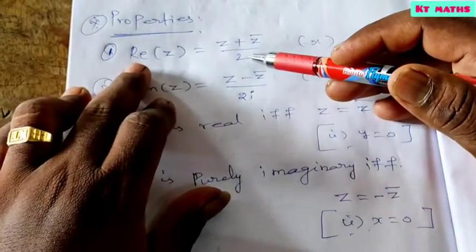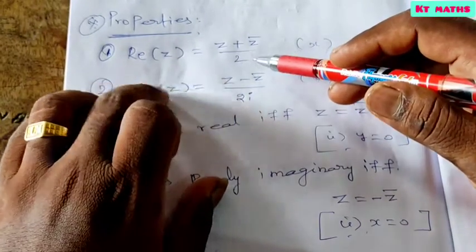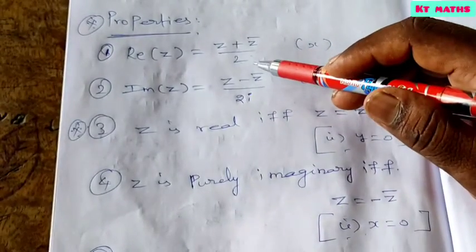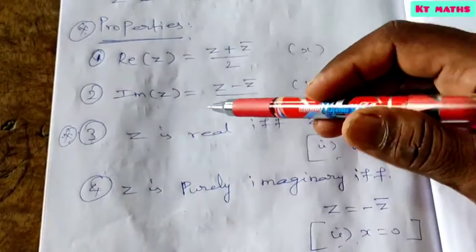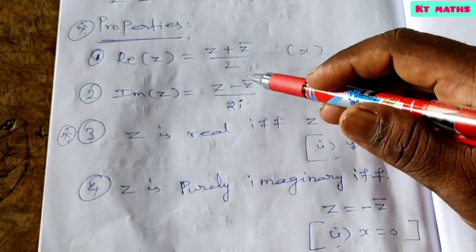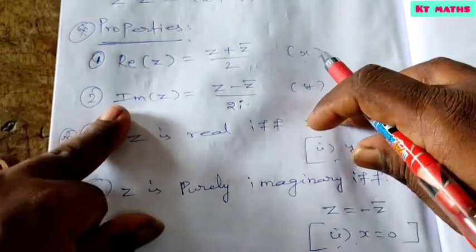So in a complex number z, real of z is equal to z plus z bar by 2. So we prove this in exercise sum. So real of z equal to z plus z bar by 2. So real of z means x. X is the real part. Imaginary of z equal to z minus z bar by 2i. So if z equal to x plus iy, then the imaginary part is y. That is imaginary of z.